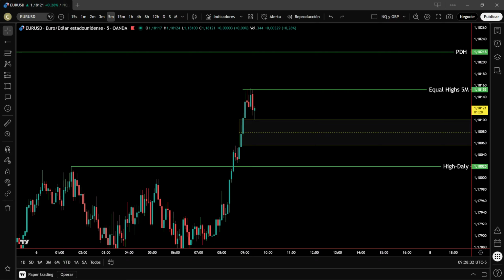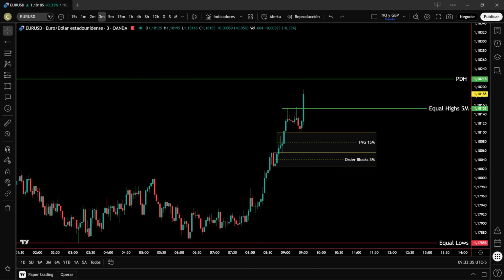Below us, the imbalance we marked on higher timeframes continues to act as dynamic support. Our roadmap for the EURUSD in these 5 minutes is to wait for the algorithm to decide to neutralize those equal highs and finally reach the PDH at 1.18218, thus completing this session's liquidity delivery cycle. We are now switching to the 3-minute timeframe, where price action reveals high-precision institutional movements.